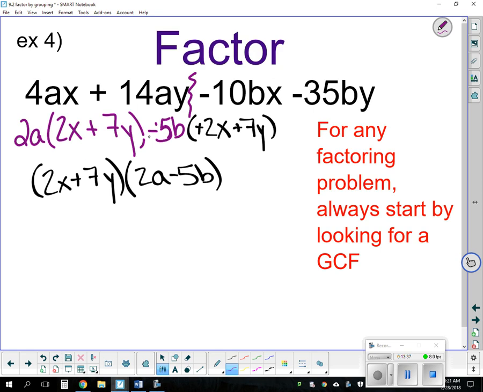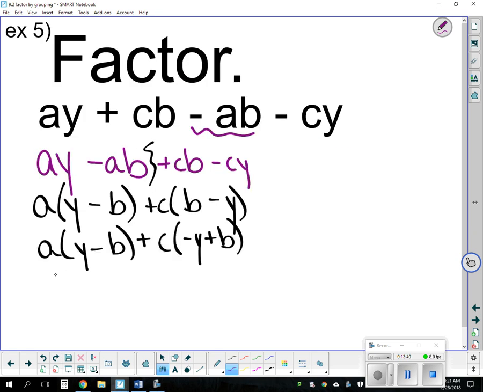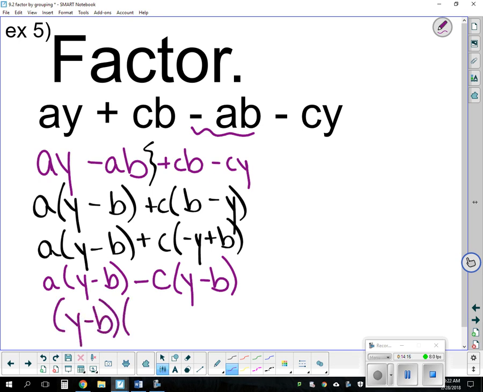Well, we said in the last problem, change what sign you took out. So I'm going to leave the front half alone, but instead of taking out a positive C, I'm going to take out a negative C. So if I take a negative out, this Y now becomes positive, and this B has to become negative. Okay, so if I take a negative out of a negative, a positive gets left over because two negatives make a positive. Now my parentheses do match, so I factor those out. Y minus B comes out, and then A minus C is what is left.